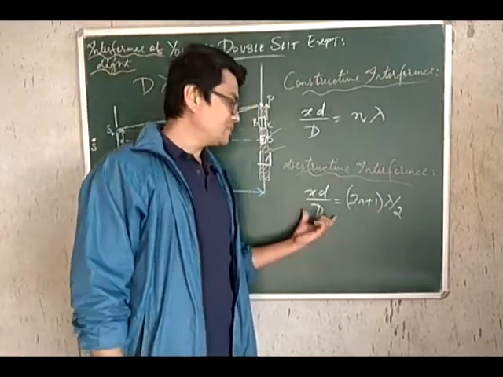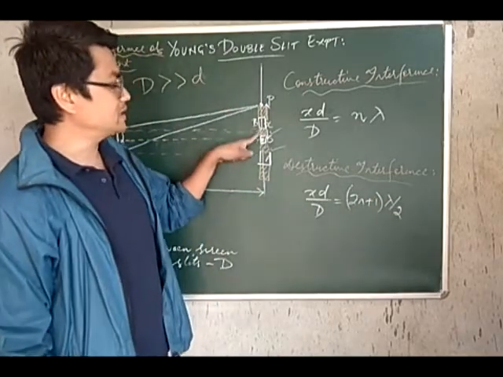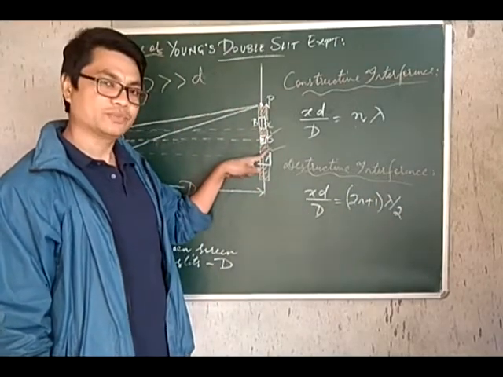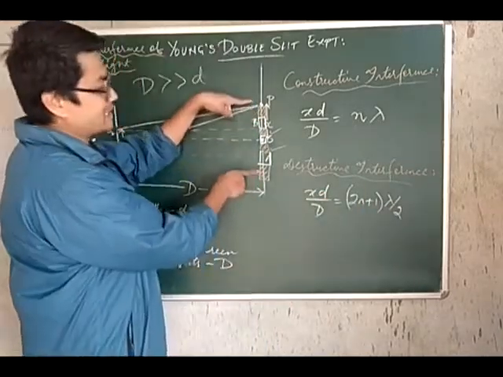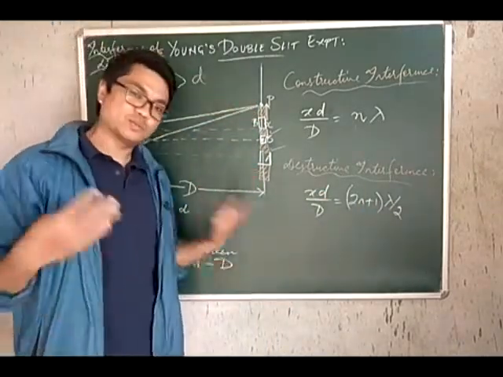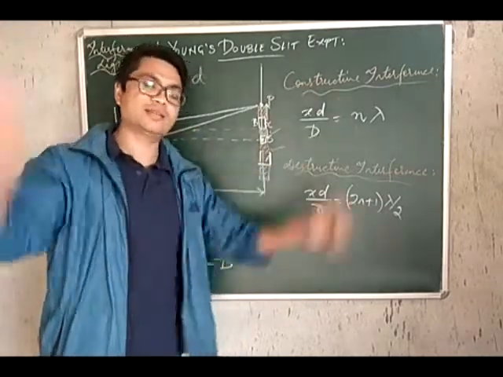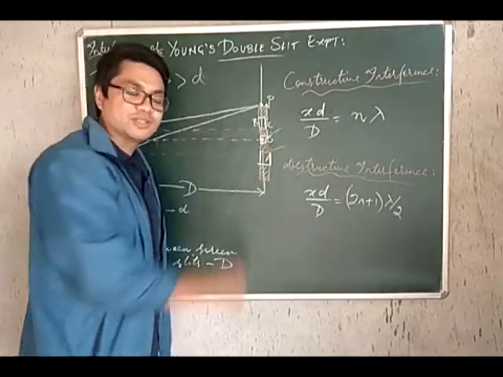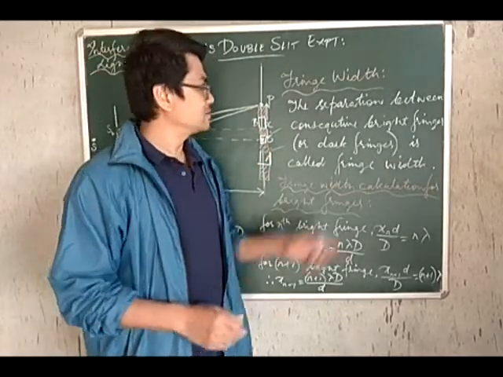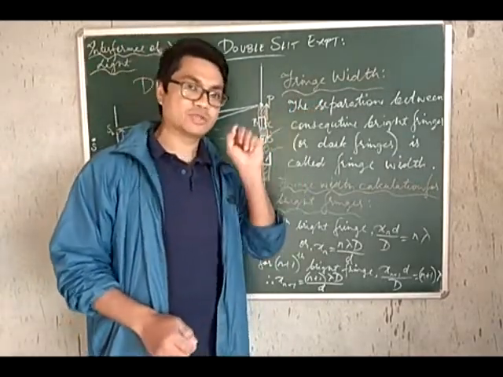So if xd by capital D is lambda by 2, we get these dark fringes. Understood? So if xd by capital D is 3 lambda by 2, we get the second dark fringe, and so on. So this is the condition for the nth dark fringe, somewhere on either side of the bright fringe. Now let us discuss this very important thing, which is called fringe width.